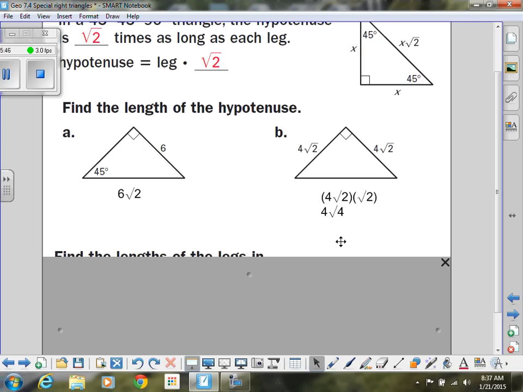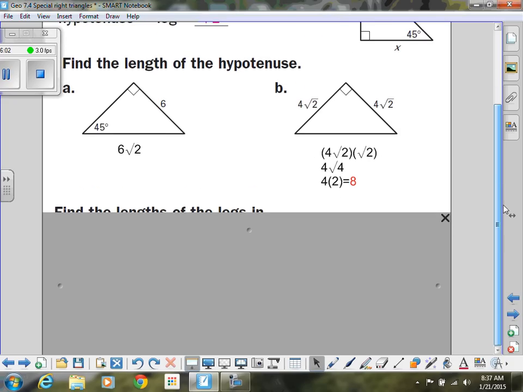And we all know that the square root of 4 is just 2. So I'm going to change the square root of 4 to just be 2. So all I'm doing is 4 times 2, and that gives me 8. So this hypotenuse right here is simply 8. All right, so don't worry about seeing those square roots. They might look intimidating, but you can do it.